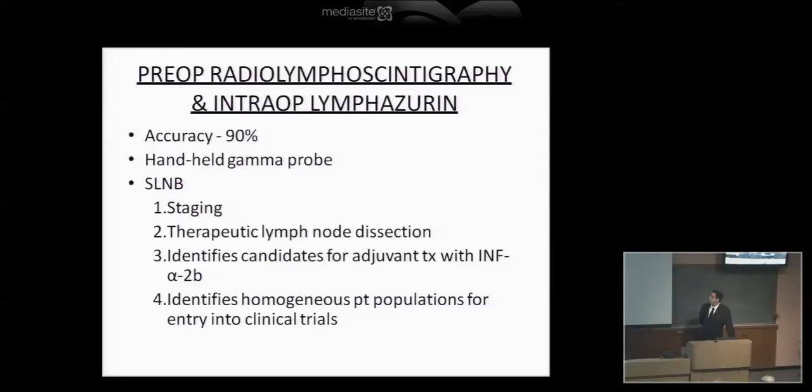The role in melanoma, besides staging, is fourfold. There is a role of therapeutic lymph node dissection, and I'll present data in a couple of slides wherein patients even with stage 3 and stage 4 melanomas who've had lymph node dissection and complete lymphadenectomy have gone on to have a 5-year survival of as high as 40%. It identifies candidates for adjuvant treatment, either with melphalan or with interferon alpha, and it also helps to identify populations to enter into clinical trials.